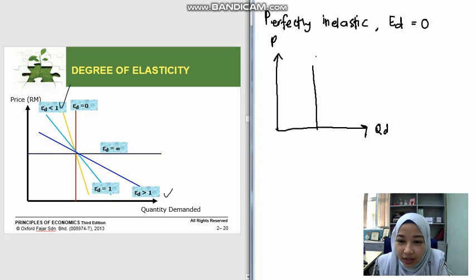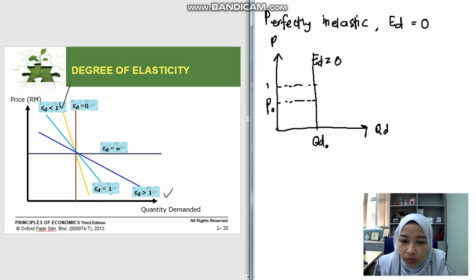Okay, so it should be a vertical demand curve. Why? Because even if the price changes, for example from P0 to P1, the quantity demanded will still be QD0, the same. Meaning consumers will not change their purchase. They will not reduce or increase their purchase. They will purchase the same amount.